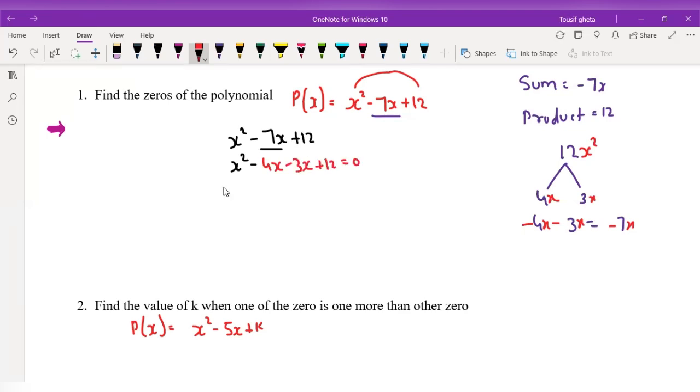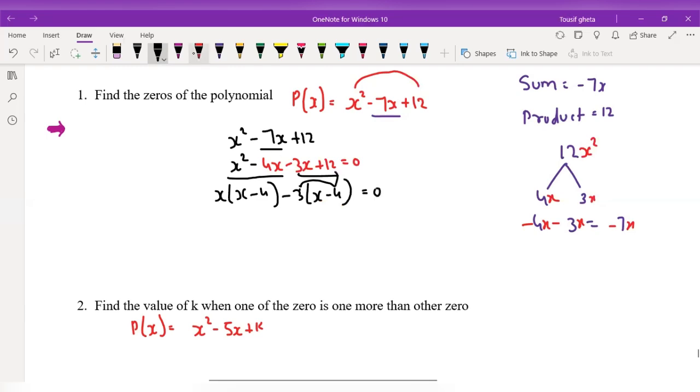Okay. So take out a common factor from the first two terms. What is common? x is common. What remains? x minus 4. From the last two terms, what is common? Minus 3 is common. What remains? x minus 4. Why 4? Because 3 fours are 12, equal to 0.